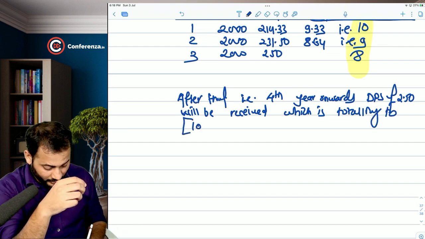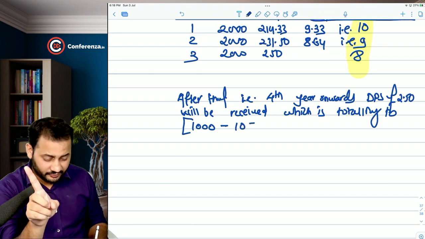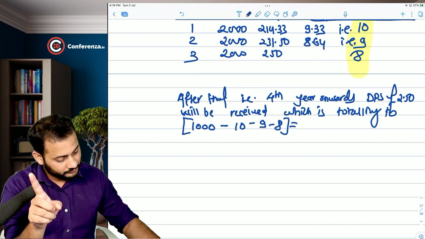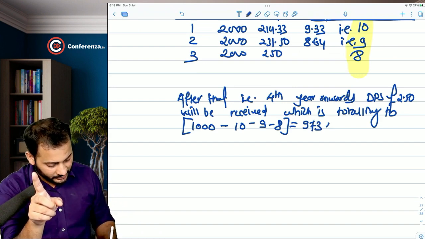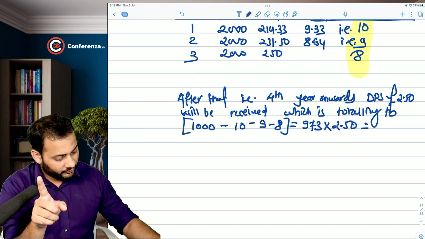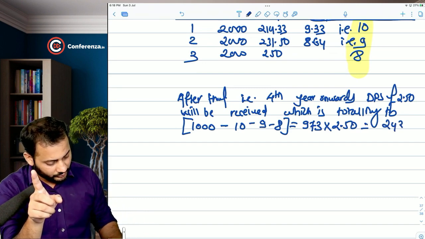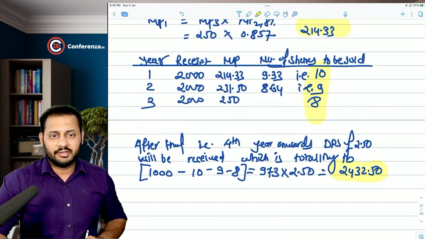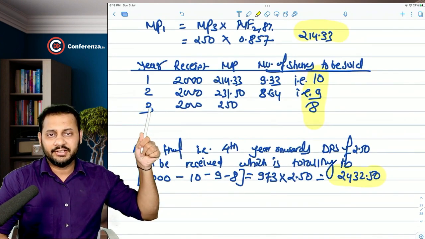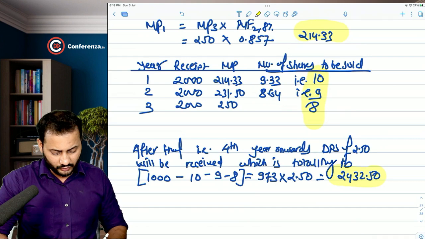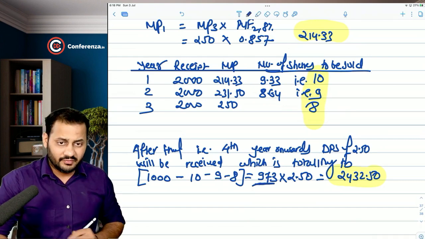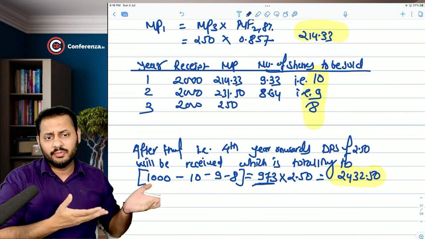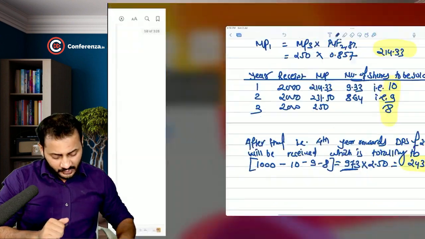understand, you had 1000 shares, you sold 10 shares first, then 9, then 8. That means you only have 973 shares on which you will be getting 2.5 rupees of the dividend, which goes to 2432.5, which is more than 2000 rupees. Do you agree or not? You sold 10, 9 and 8 shares in the respective years, then you are just left with 973 shares in 4th year when the dividend of 2.5 was given. So you will be receiving only 2432.50. This is what is given here.